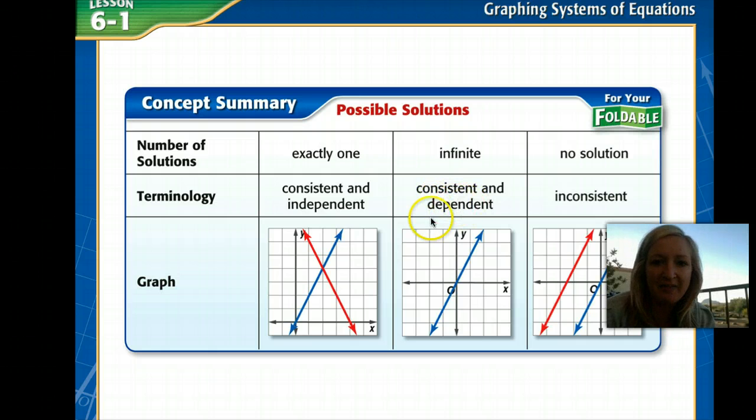Infinite number of solutions means it's consistent and dependent. Think about it as one being dependent on the other. They are the exact same line. The reason why you're only seeing one blue line here is because the red line is the exact same.